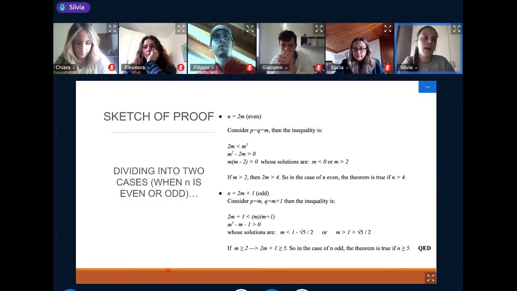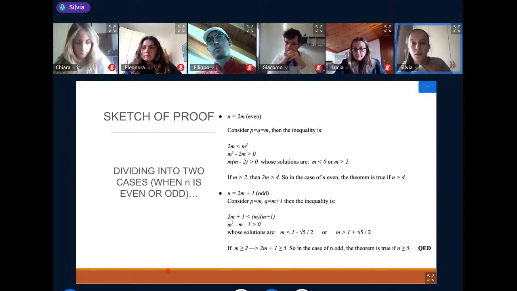So n can therefore be rewritten as 2m in the case of even, or 2m plus 1 in the case of odd. In the case of even, we can see this inequality: 2m is smaller than m squared, whose solution are m smaller than 0 or m greater than 2. So in the case of n even, the theorem is true if n is greater than 4.